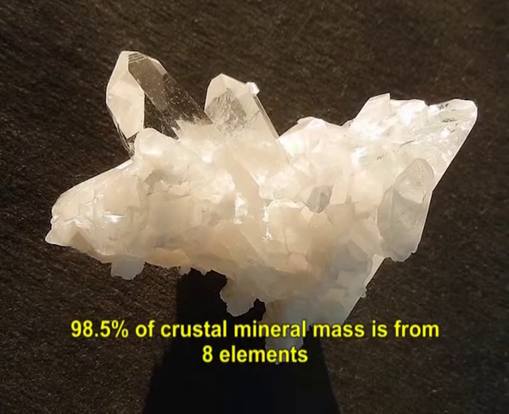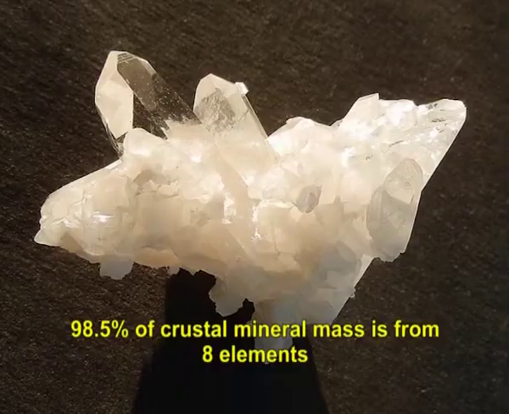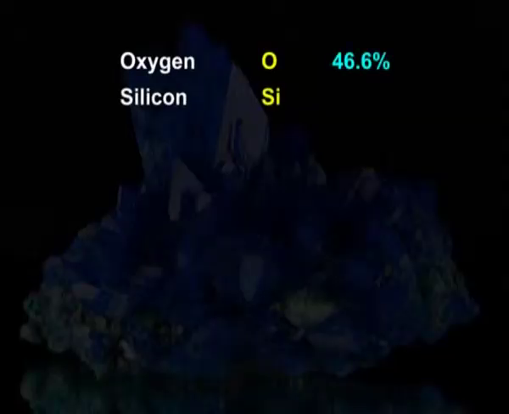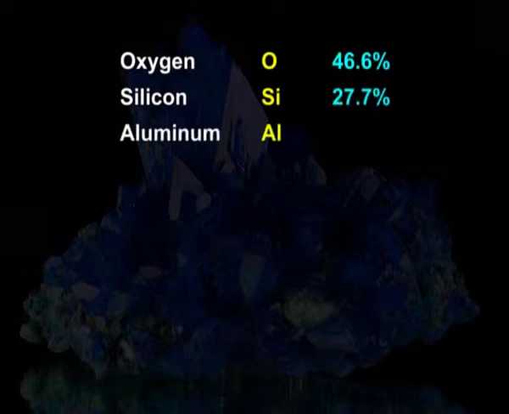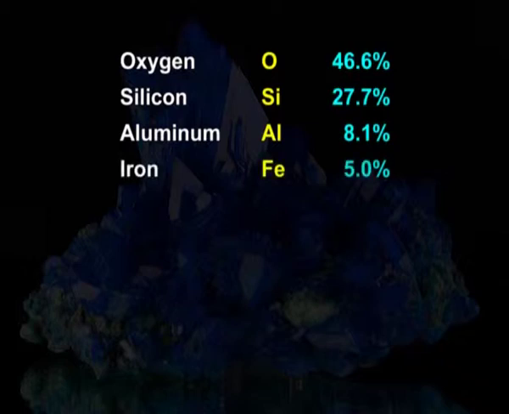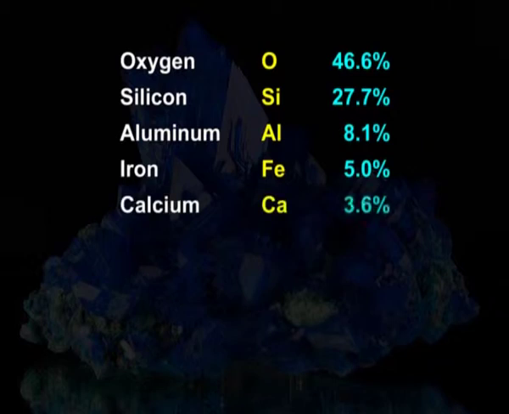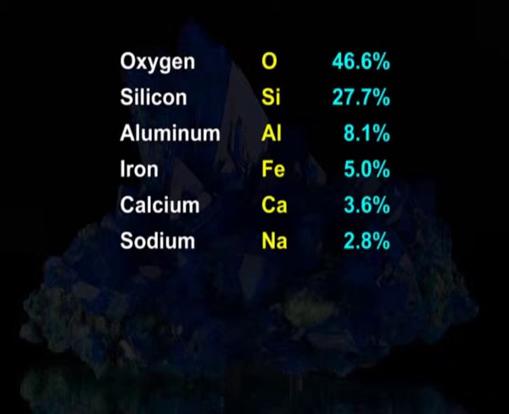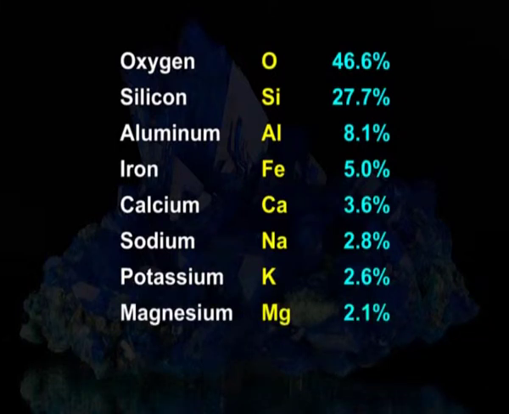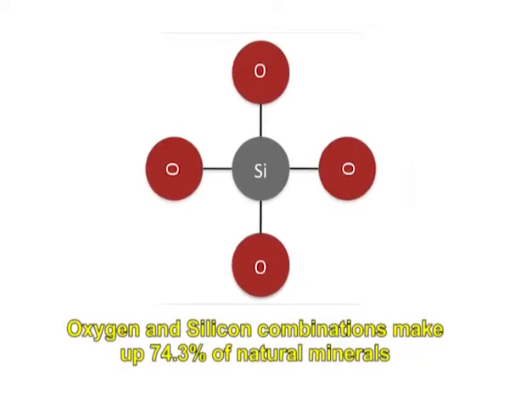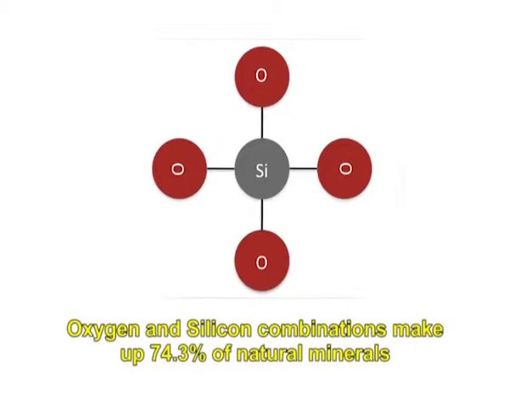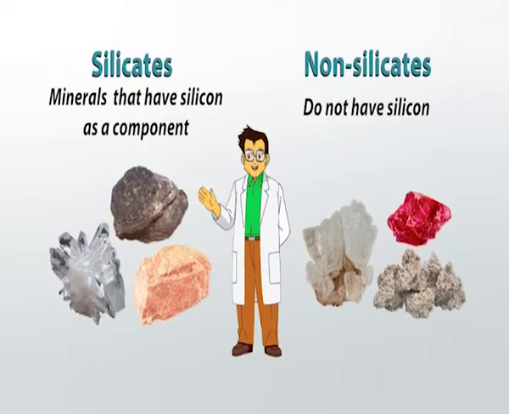98.5% of crustal mineral mass is formed from 8 elements: oxygen 46.6%, silicon 27.7%, aluminium 8.1%, iron 5.0%, calcium 3.6%, sodium 2.8%, potassium 2.6%, magnesium 2.1%, all others 1.5%, of which oxygen and silicon combinations make up 74.3% of natural minerals. Based on this factor, they are classified as silicates and non-silicates. Nowadays, this classification is generally accepted worldwide.